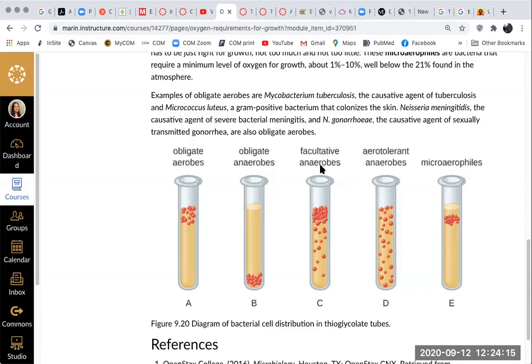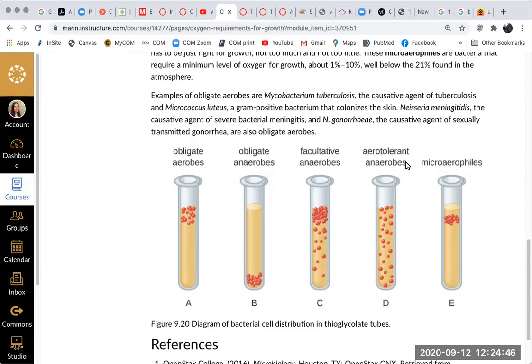Here we have facultative anaerobes. Facultative anaerobes typically can do aerobic respiration, and so they will preferentially. That's a much higher yield of ATP than the other types of catabolism. And so you'll see a cluster at the top for these facultative anaerobes, but they also can grow throughout the thioglycolate media because they can switch to either anaerobic respiration or fermentation as needed.